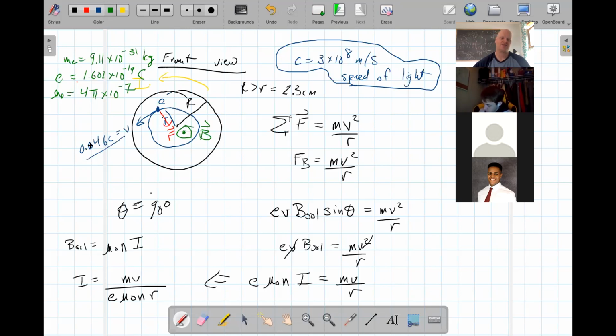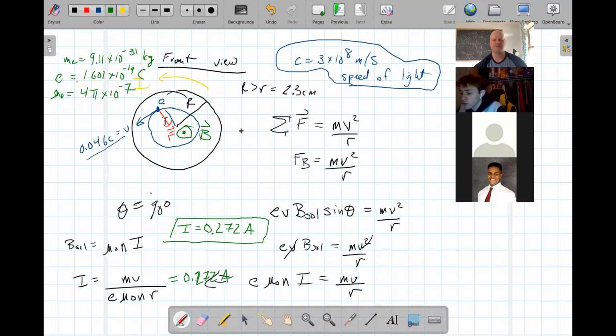Here, again, V is just 0.046 times 3 times 10 to the 8th. R is 0.023 in meters. Plug in our numbers, and this works out to be 0.272 amps. Let me write that up here. So the current works out to be 0.272 amps after we plug in our numbers. This is the current that we need running through our solenoid to make this thing move with a radius of 2.3 centimeters.